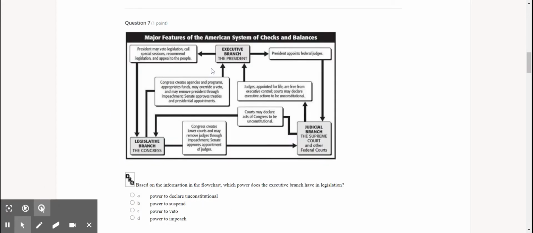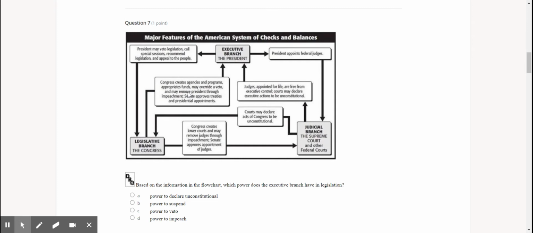All right, before we begin to read question number 7, let's take a look at the major features of the American system of checks and balances. Let's start with the executive branch, which is run by the president. The president has the power to appoint federal judges and may veto legislation, call special sessions, recommend legislation, and appeal to the people. The legislative branch, which is run by the Congress, creates the lower courts and may remove some judges through impeachment, and the Senate approves appointment of judges.